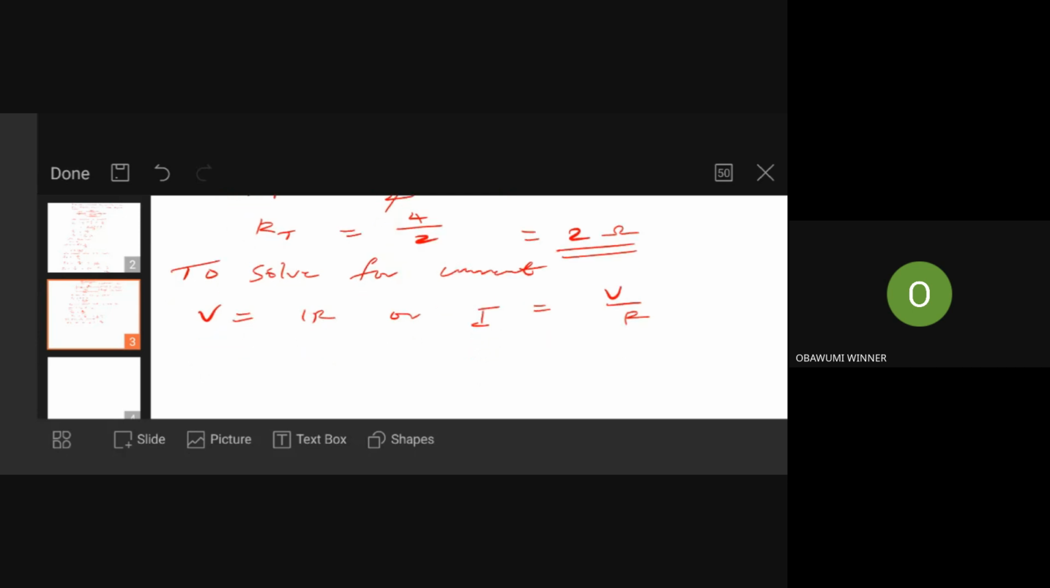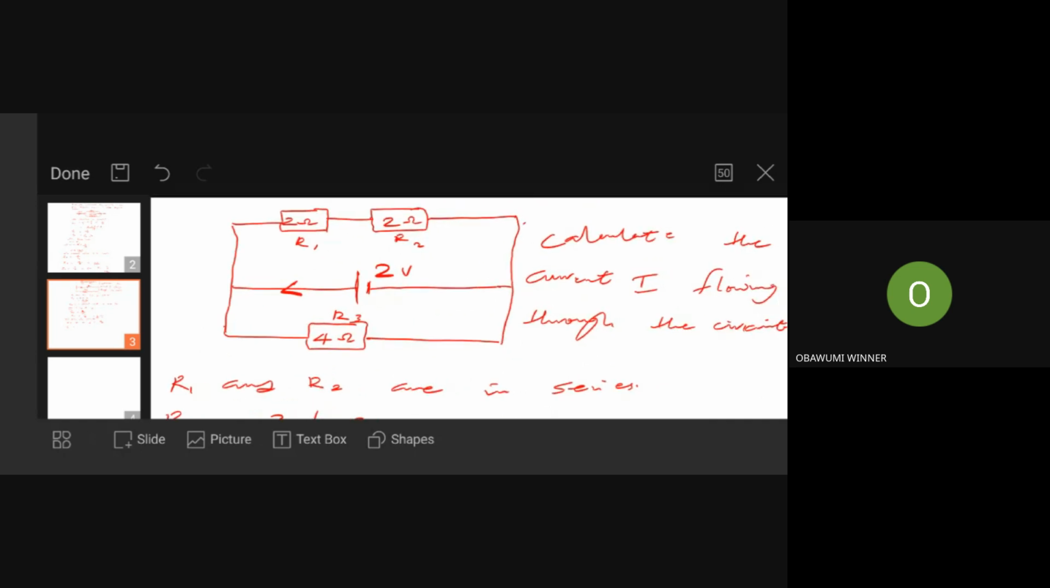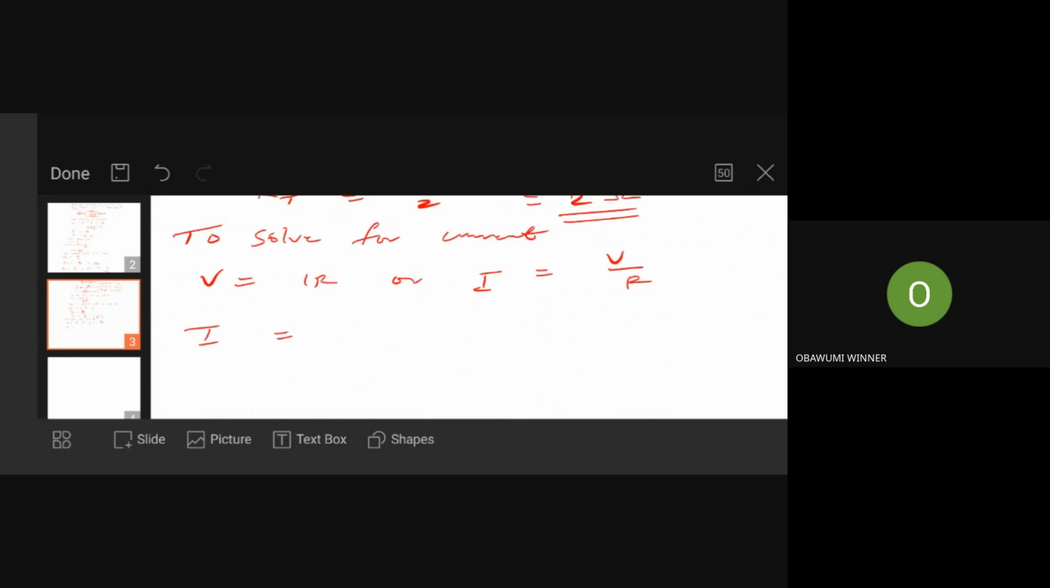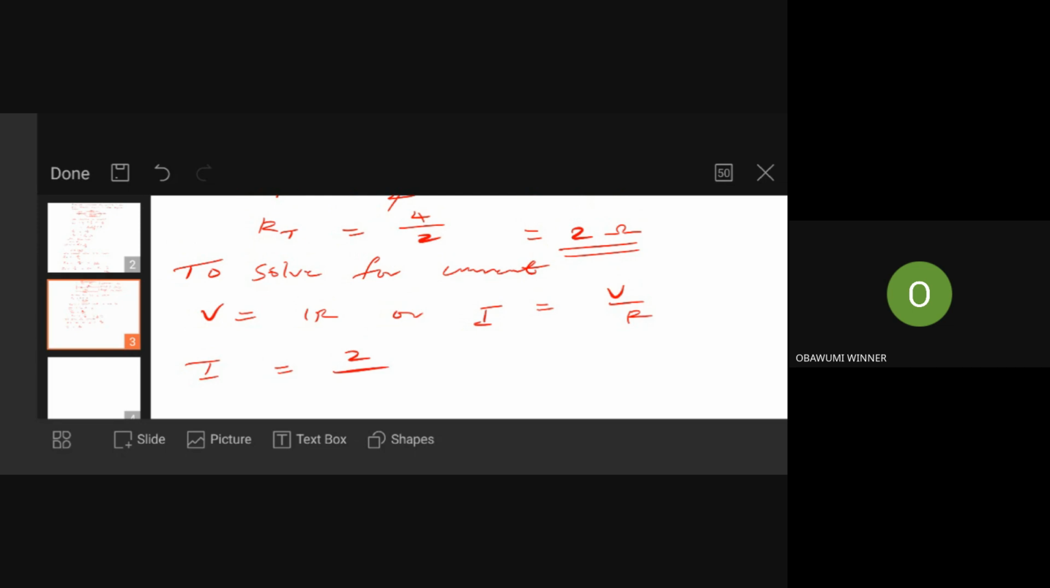So since you are looking for current, we can say that I becomes V. What is V from the diagram? V was given in the diagram as 2 volts. You can see that. So V is just 2 volts. So if I have to use that, we'll be having that V, which is 2, divided by the total resistance of everything we found, which is also 2. And then the current flowing through the circuit, 2 over 2 will give us 1 ampere. So the current flowing through the circuit is simply 1 ampere.